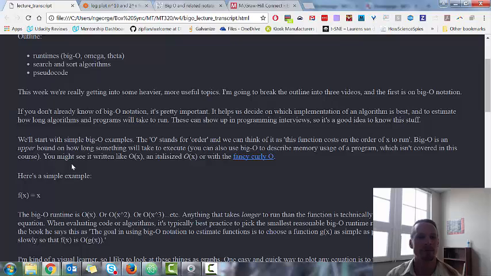So I'll start off with a simple example, and that is f of x equals x. And that's a very simple function. The bigO runtime is order x, but you could also technically say the bigO runtime is x squared or x cubed, and so on. Any function that is bigger than the original function could be considered the order of that function. But typically we want to take the smallest reasonable bigO runtime so that we can put sort of an upper bound on our runtime.